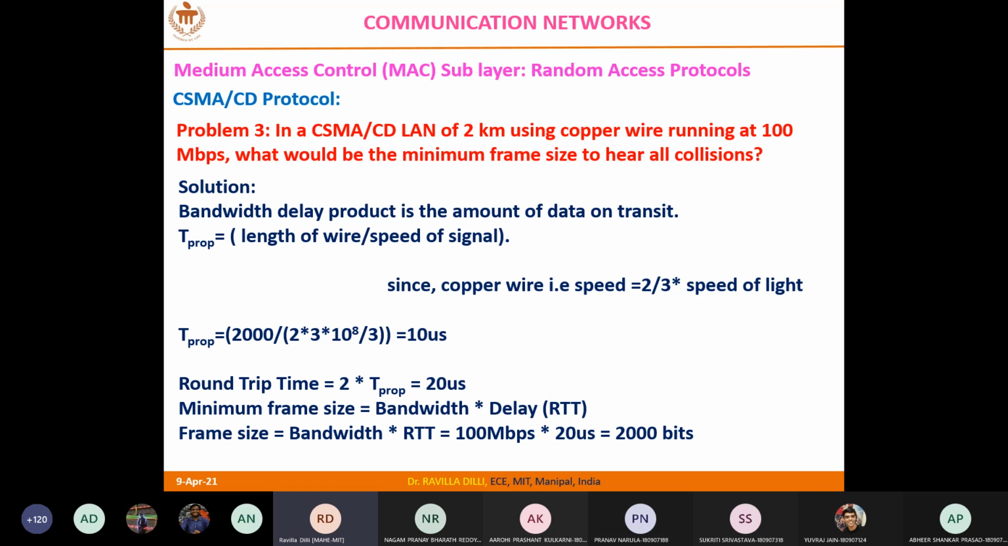That is fine. I am asking the propagation time in the network. The length of the network is given as 2 kilometers, right? So 10 microseconds. Okay. So now what is your frame duration? T frame is how much? 20 microseconds. So what is the frame size now in bits?